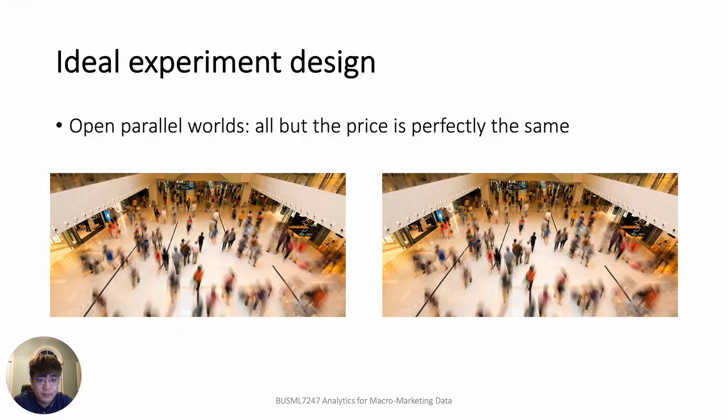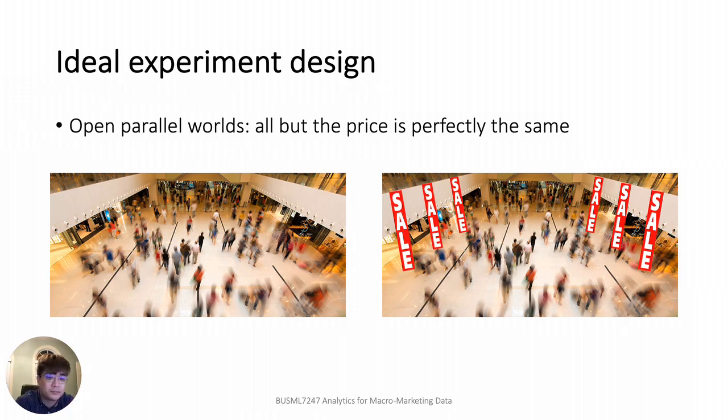Then, how to get the proper variation? Suppose that you have a god who can do anything in this universe, including time travel. The best way to get the proper variation is to open parallel worlds perfectly identical to each other and just offer discounted prices only for one of the worlds. By observing what happens to the sales in two worlds, you can exactly measure the impact of the price discount on sales.